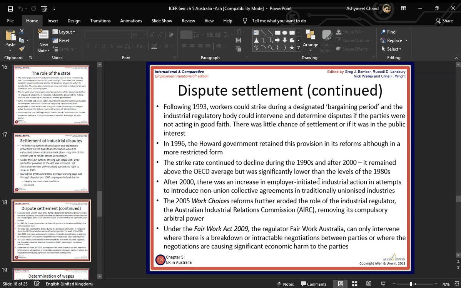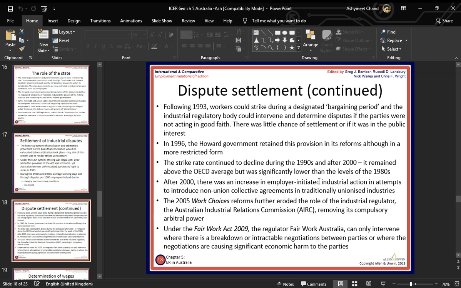Still continuing on disputes, following 1993, workers could strike during a designated bargaining period, and the industrial regulatory body could intervene and determine if the parties were not acting in good faith, if there was little chance of settlement, or if it was in the public interest. So only then would the regulatory body intervene. In 1996, the Howard government retained this provision in its reform, although in a more restrictive form.